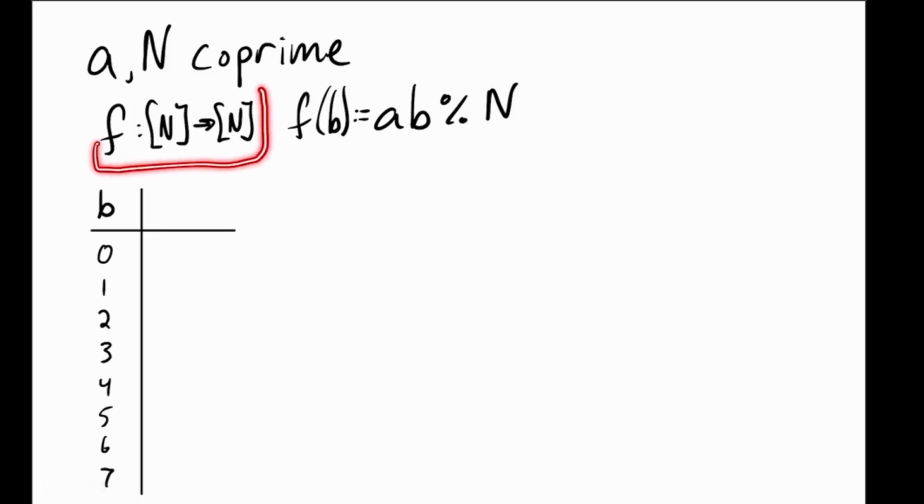It's going to work on the numbers from 0 to n minus 1. And the way it works is f of b is just defined to be a times b mod n. Let's write out some values of this. So maybe we'll pick a particular example like n equals 8 and a equals 3. I think that's a nice example.